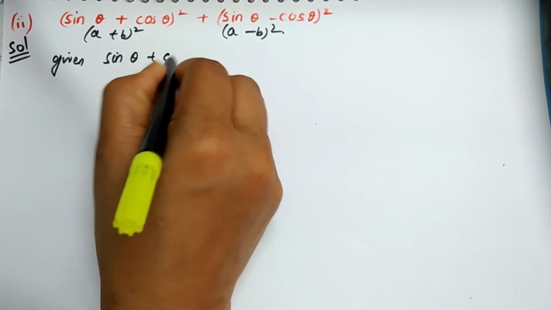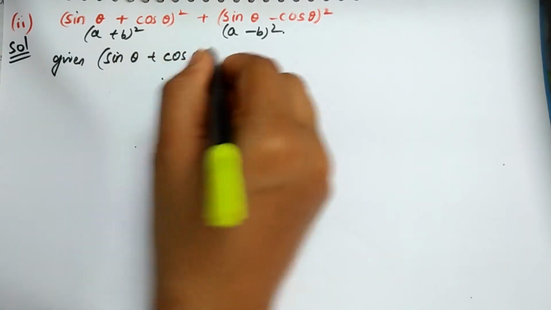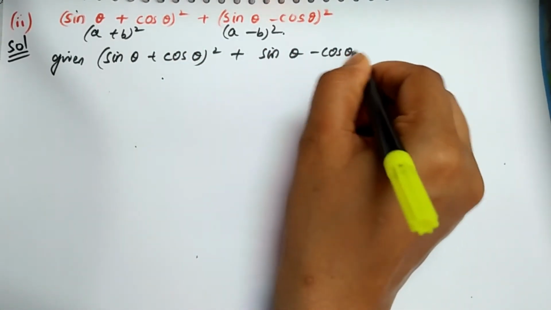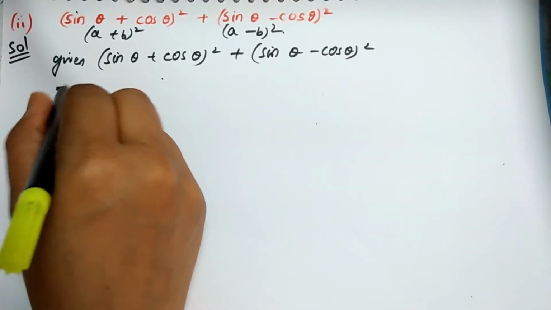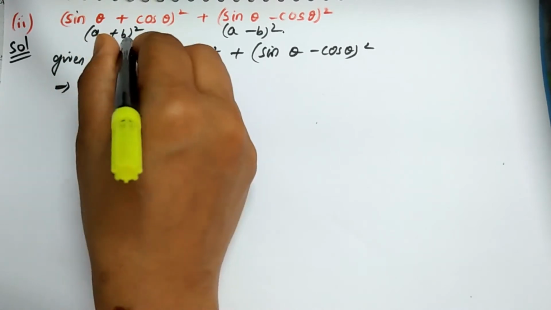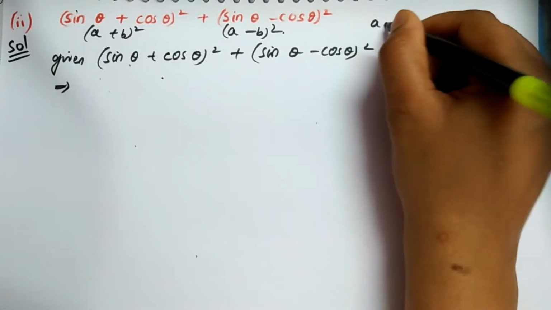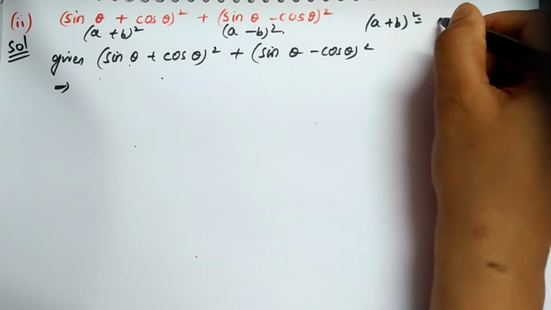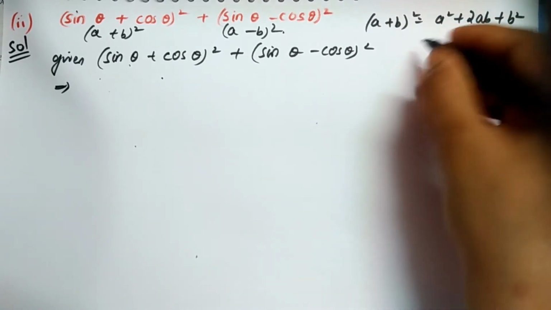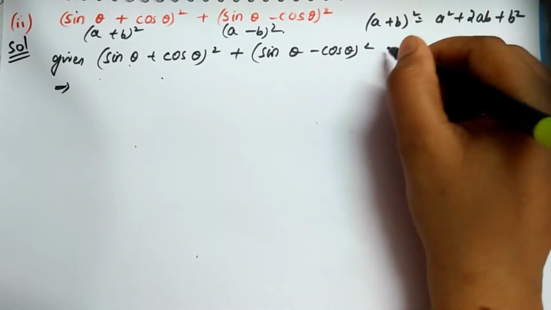Sine theta plus cos theta the whole square plus sine theta minus cos theta the whole square. We're simplifying that, right? So sine theta plus cos theta, we are taking it as a plus b the whole square. What's the formula for a plus b the whole square? A square plus 2ab plus b square, right? Or you can interchange any of the values.